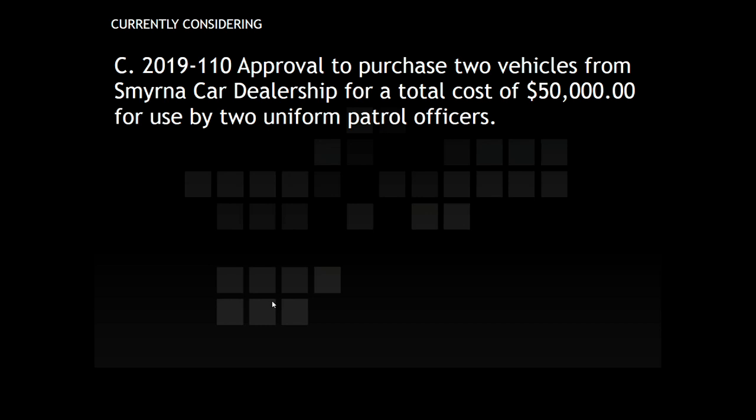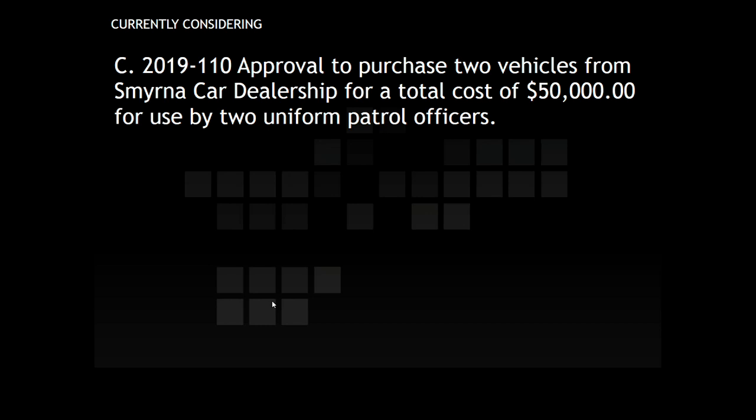Under formal business item C, approval to purchase 2 vehicles from Smyrna Car Dealership for a total cost of $50,000 for use by 2 uniformed patrol officers. City Administrator, will you please read the background? The Smyrna Police Department has recently hired 2 new uniformed patrol officers to meet the demands of the growing city. The purchase of 2 Ford Police Interceptor vehicles will help enable officers to adequately conduct operations. The total price of $50,000 includes $25,000 for each vehicle, which is a slight increase from previous years.